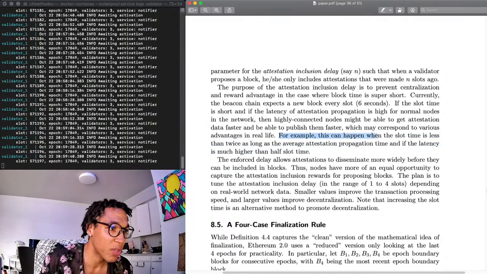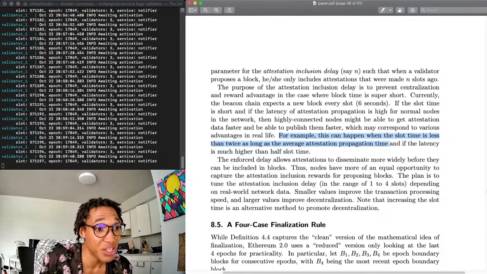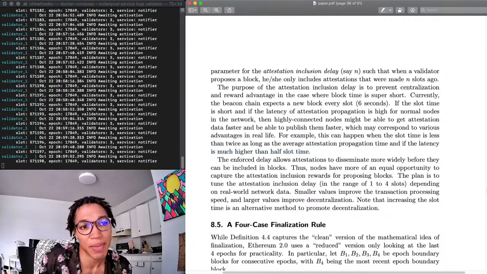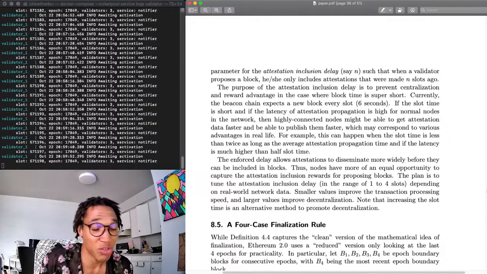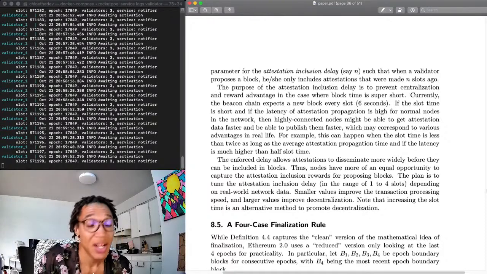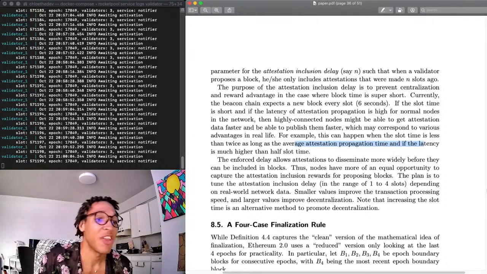For example, this can happen when the slot time is less than twice as long as the average attestation block propagation time, and if the latency is much higher than the half slot time. So this is saying if half slot time is 3 seconds in a 6 second slot, and the latency is greater than 3 seconds, and attestation propagation time is higher, then you're going to have some issues with what I said. But this is the nice little one sentence way to put it in math terms.